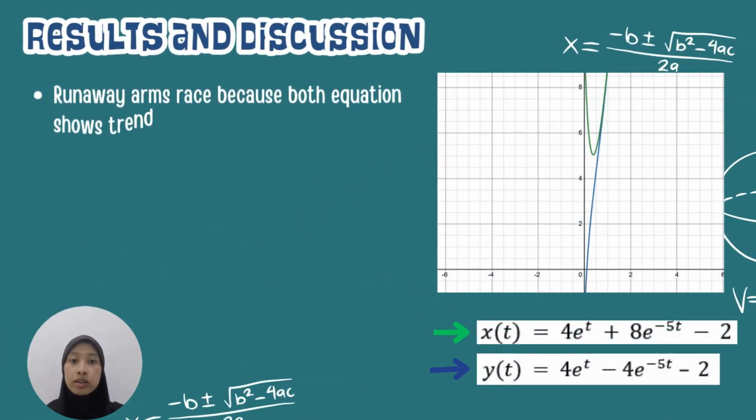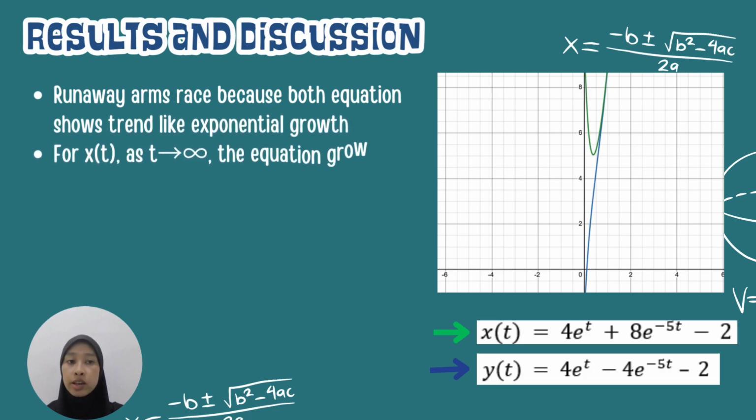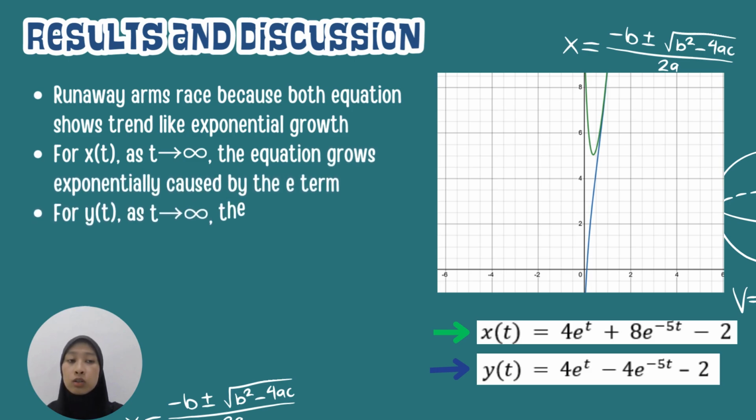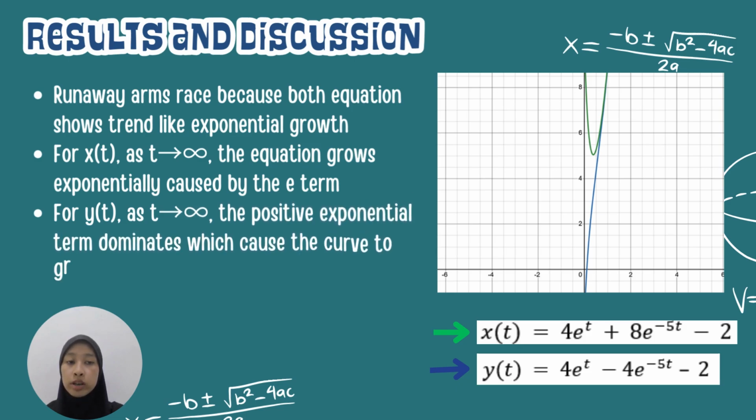Based on our calculation just now, we will get two different types of equations. The first one is xt equals 4e to the power of t plus 8e to the power of negative 5t minus 2. And the second one is yt equals 4e to the power of t minus 4 minus 4e to the power of negative 5t minus 2. Based on these equations, we can conclude that our problem is a runaway arms race because both equations show trends like exponential growth.